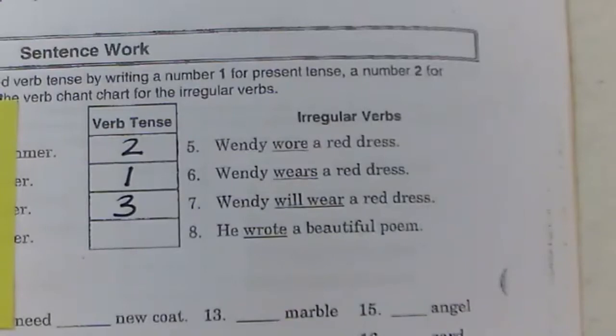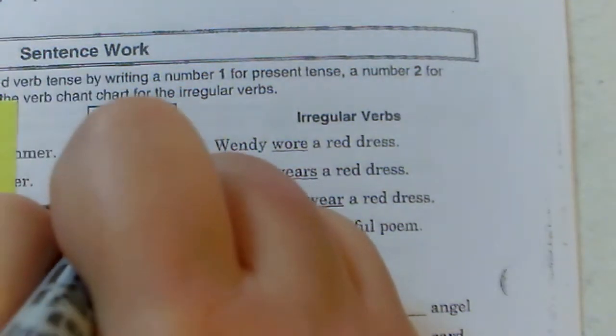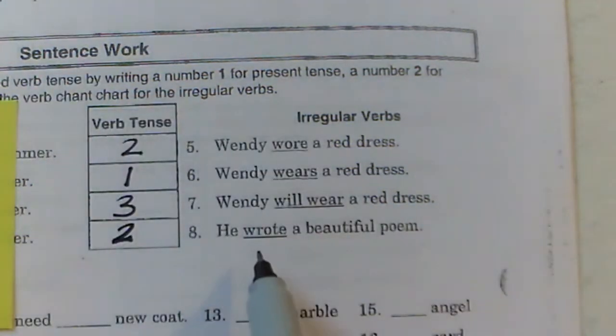Oh, I changed it. He wrote a beautiful poem. When did he write that poem? Did he write it in the future? Did he write it in the past? Or did he write it right now? He wrote it in the past. Great job. So if he wrote it, if I'm changing write to wrote, is that a regular or an irregular verb? It is an irregular. That's right, it's an irregular verb.